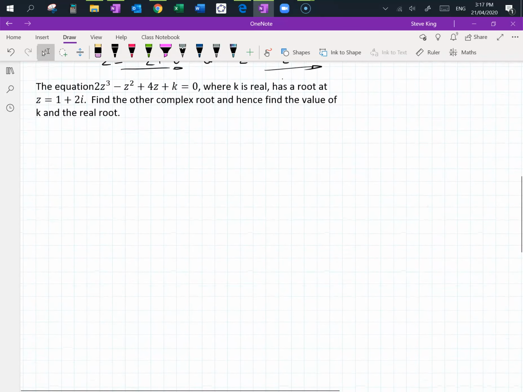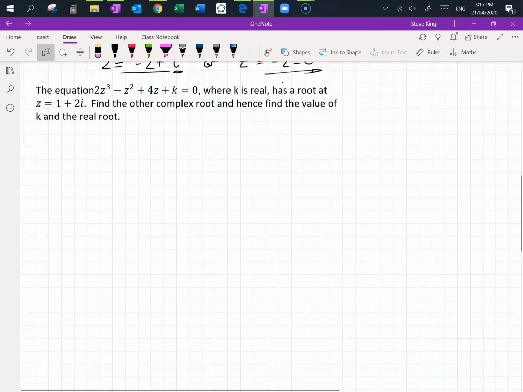Have a look at this example. The equation 2z cubed minus z squared plus 4z plus k equals 0, where k is real, has a root of z equals 1 plus 2i. Find the other complex root, and hence find the value of k and the real root. So I know that if I have a root of 1 plus 2i, I must have another root of 1 minus 2i.